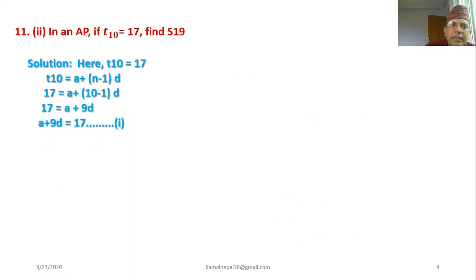So you have the formula Tn is equal to a plus n minus 1 d. T10 is equal to a plus 10 minus 1 d. It is 17 is equal to this one. So a plus 9d is equal to 17. You have equation number 1.